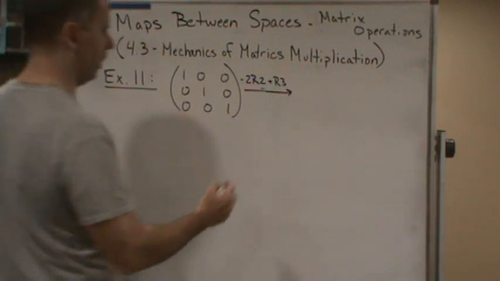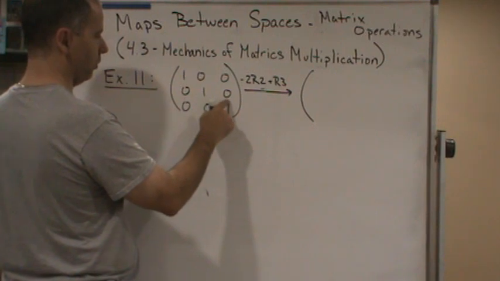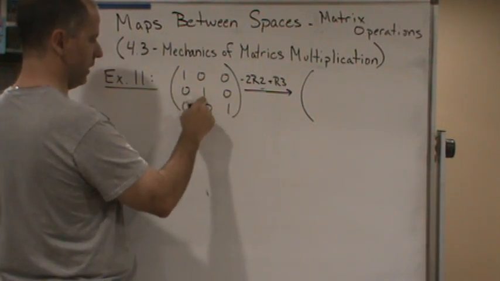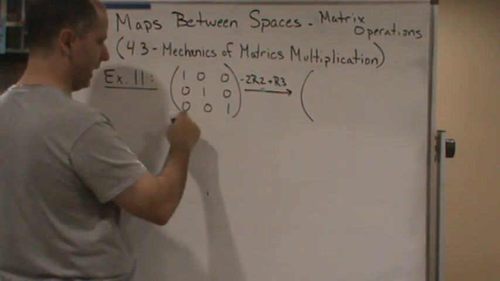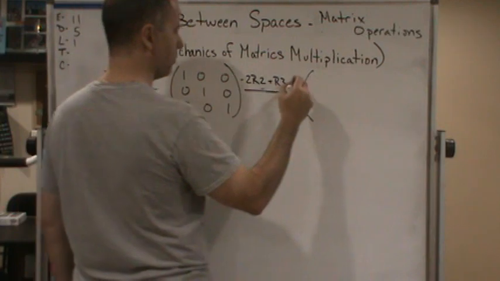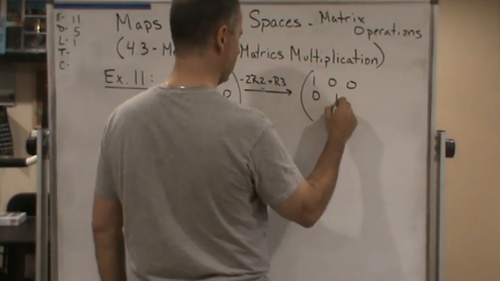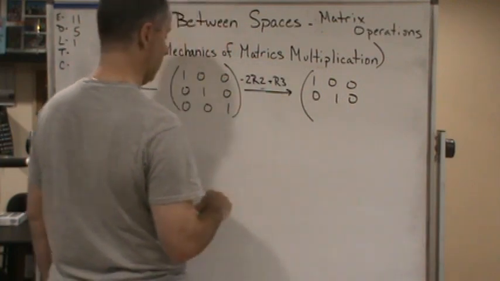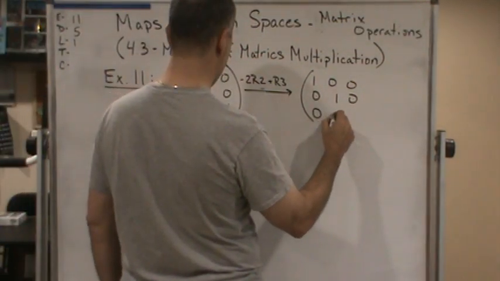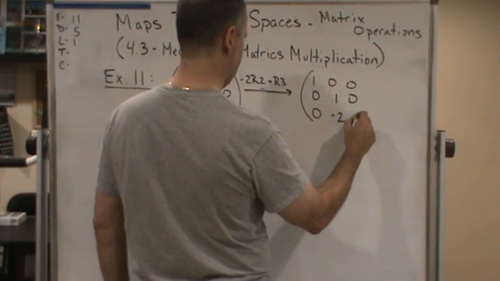What would happen? Well, let's see. -2 times row 2 is going to give me -2, 0, -2, 0. We're going to add it to row 3. That means these first 2 rows are going to be left unchanged. And then what's going to happen here? This is going to be 0, -2, 1.